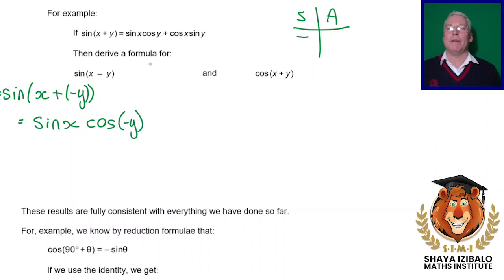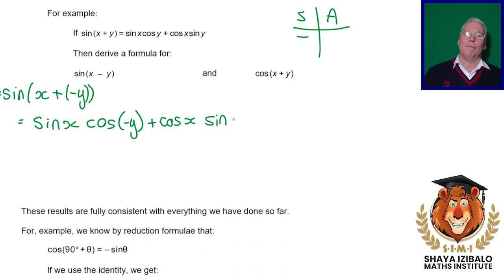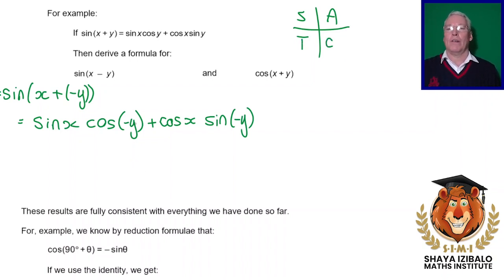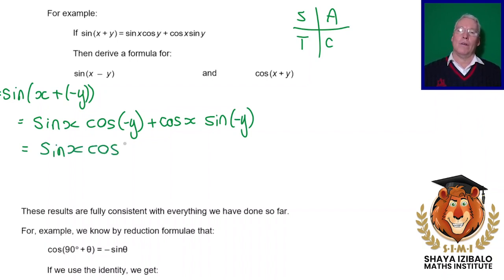All right, and then this is going to be plus the cos of x sine of minus y. Okay, now cos of minus y, think reduction formulae. We've got all sine tan cos. Cos of minus y, if we go a little bit into the 4th quadrant, in other words clockwise, cos is positive. So this actually becomes sine x cos y. Sine of minus y, a fourth quadrant angle, is actually negative. So this now becomes negative cos x sine y.